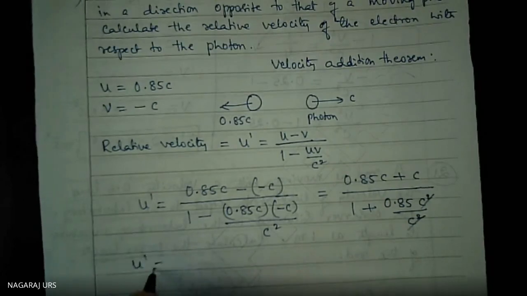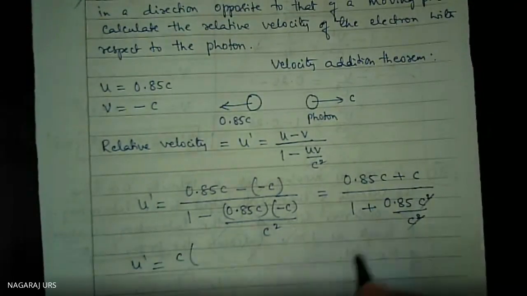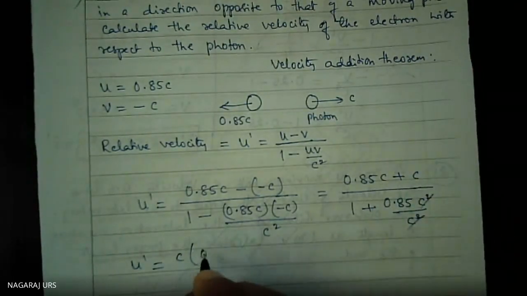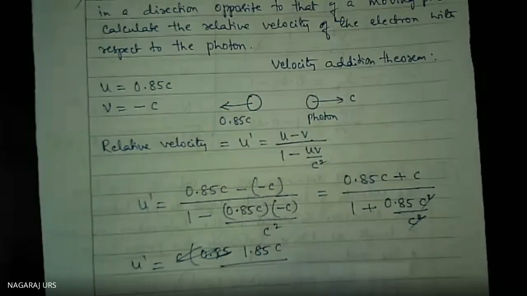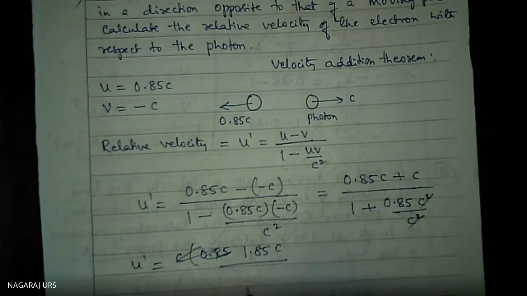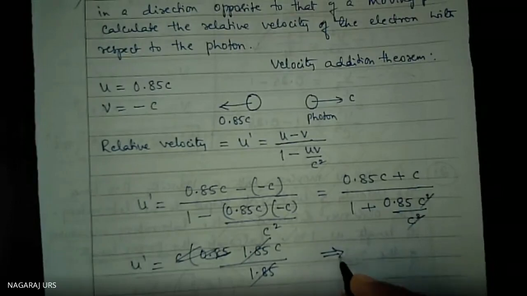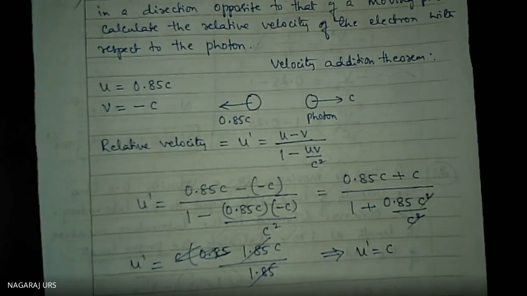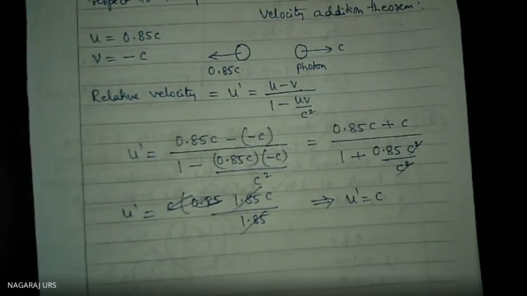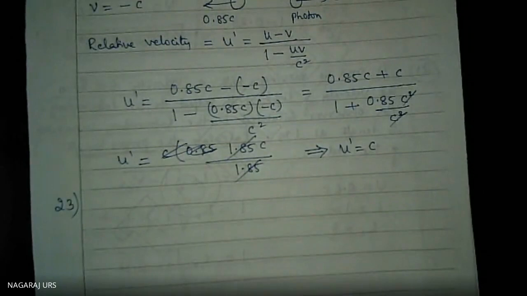So therefore u dash is equal to, here c is a common factor, here and here, 0.85 plus 1, directly we can write 1.85 c. This is 1.85, get cancelled. This implies u dash is equal to c. Okay, that is the answer. Next question.